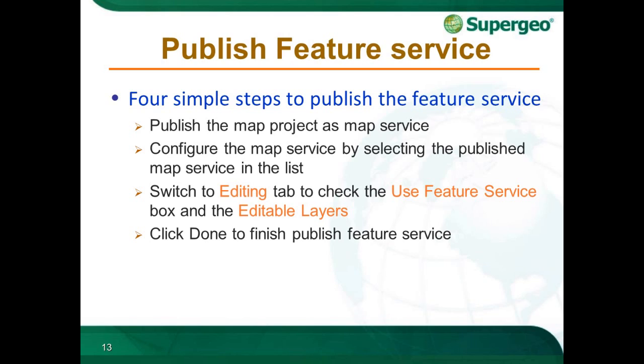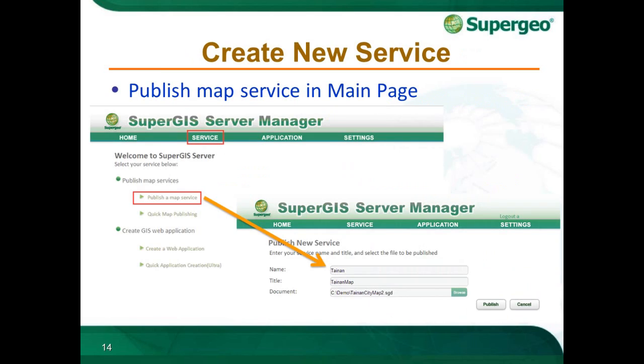And the fourth simple step is to publish a feature service. You publish the map service, do some configuration within the map service and select it as a feature service. You have to switch into the editing tab and check the use feature service box and the editable layers. After that, you can simply click the done button to finish publishing the feature service.